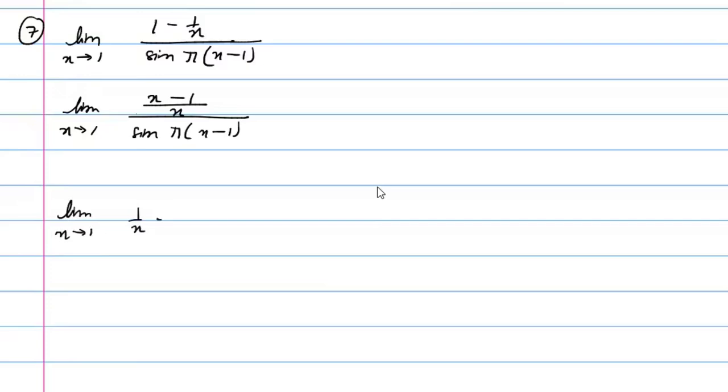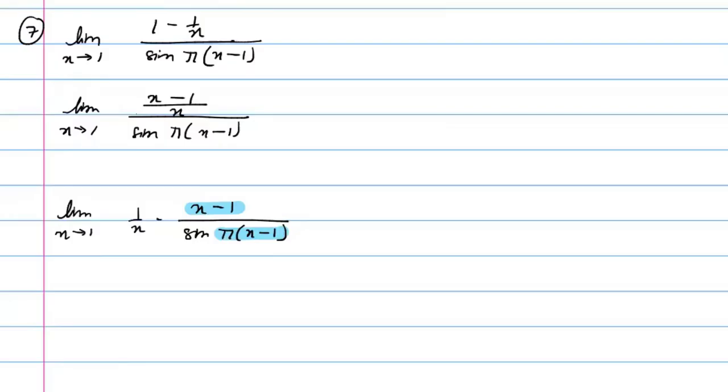So in this you have limit x tends to 1, and this will be x minus 1 upon x, and this is sine pi x minus 1. So I can also write it as limit x tends to 1, 1 upon x, x minus 1, and sine of pi into x minus 1. So what did we learn earlier? That the angle needs to be repeated.